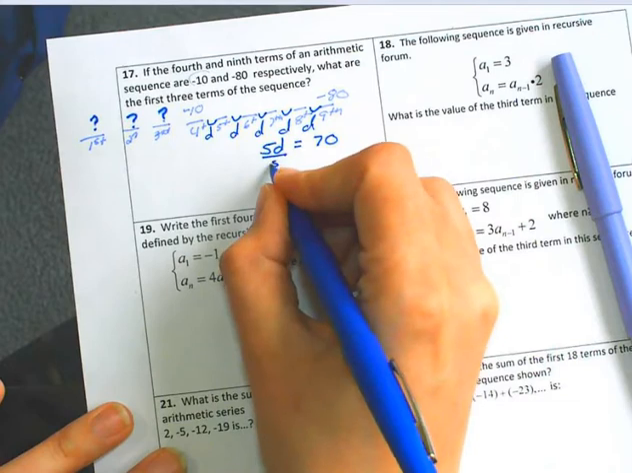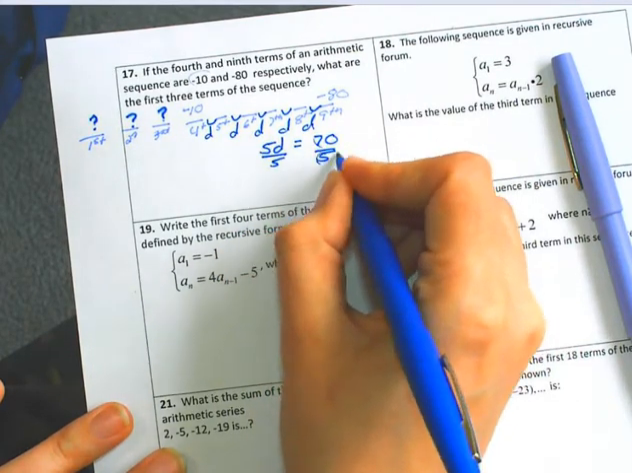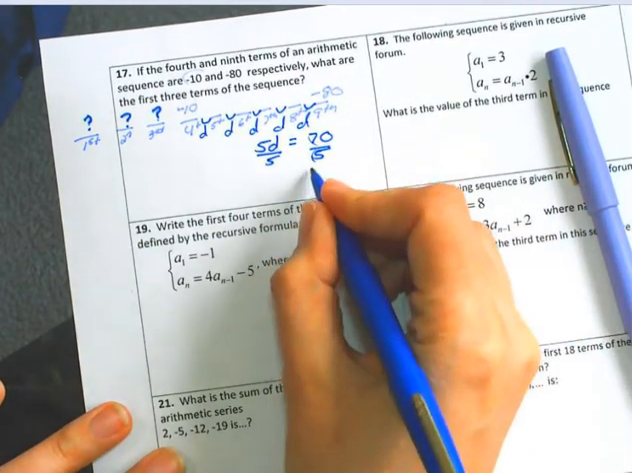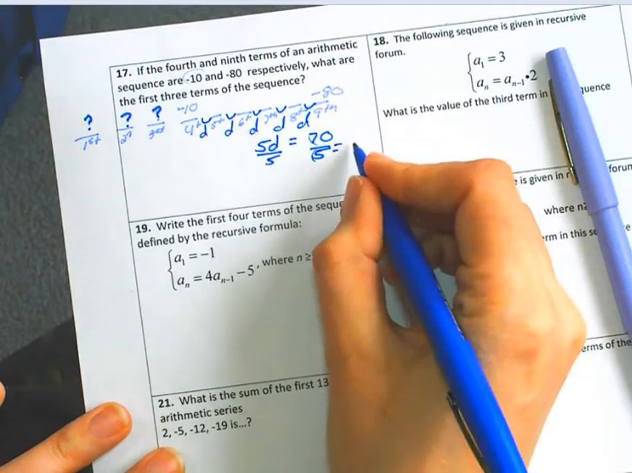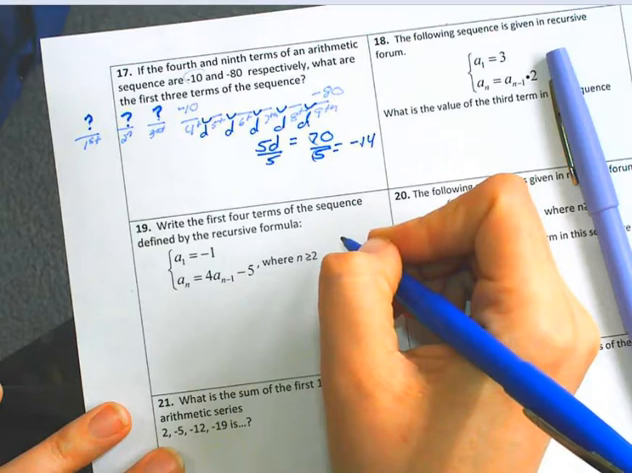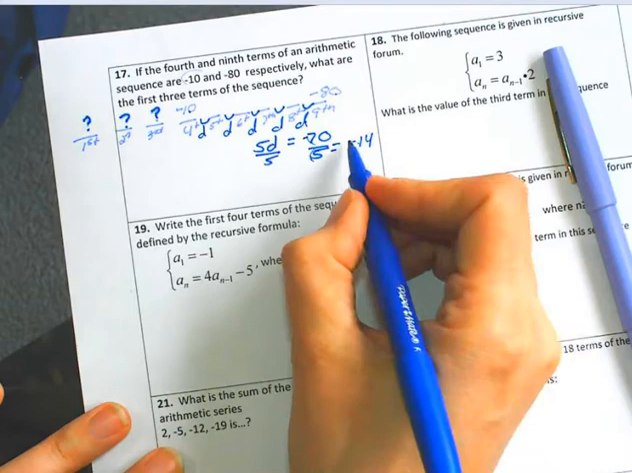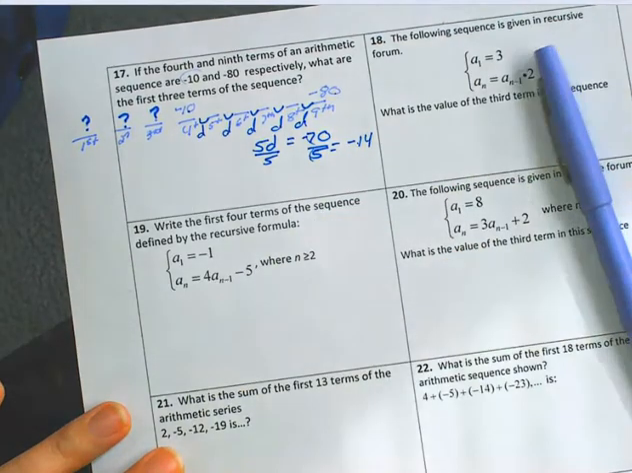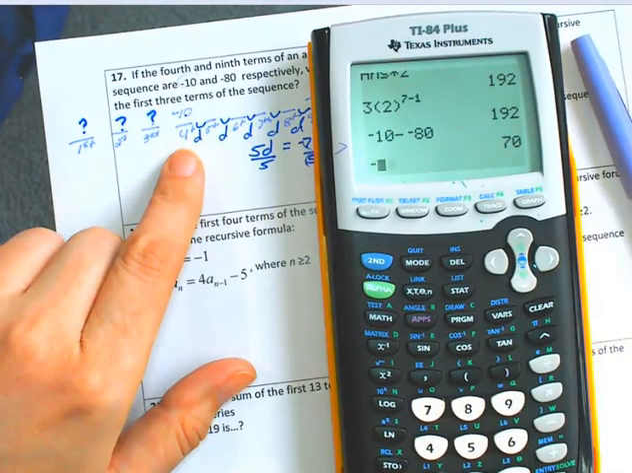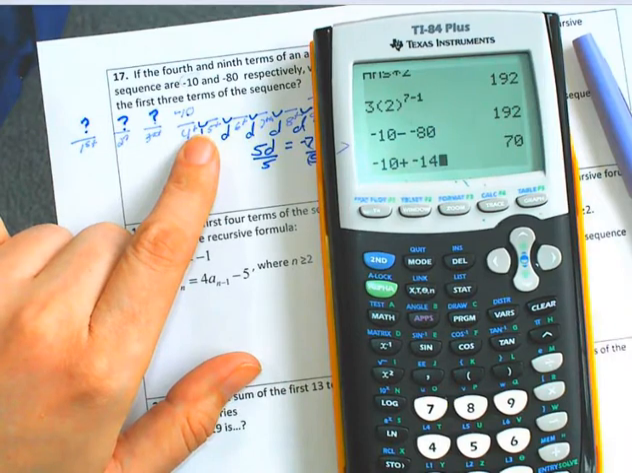So if I divide by 5, because I know it takes 70 to get there, I get -14, because I'm going from -10 to -80, so that has to be negative. I have to be subtracting something each time, or adding a negative. So let's see if that works. I have -10, and I'm going to add -14.